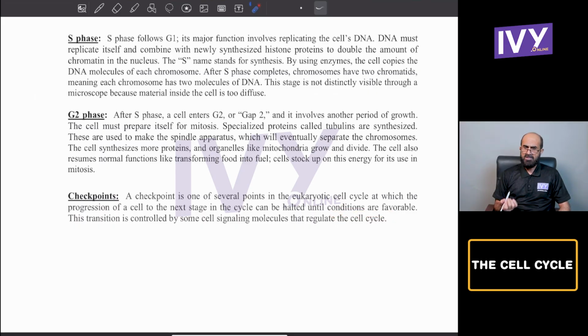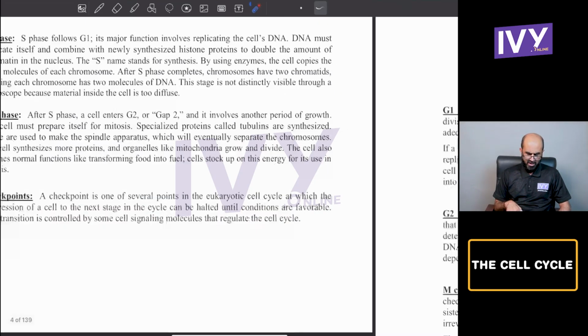Conditions are favorable means sometimes there's no error, everything is going okay, but we don't have an adequate number of nucleotides, we don't have sufficient diet to carry out the process of the cell cycle. Some materials, some chemicals are required from our diet in a particular cycle, and if there's no appropriate diet, the cell cycle will be halted. I mean, the conditions are not favorable. So these conditions are checked by the checkpoint, which is a series of proteins. This transition is controlled by cell signaling molecules that regulate the cell cycle. So every checkpoint has a series of protein molecules acting as signaling molecules to identify whether all these steps are okay or not.